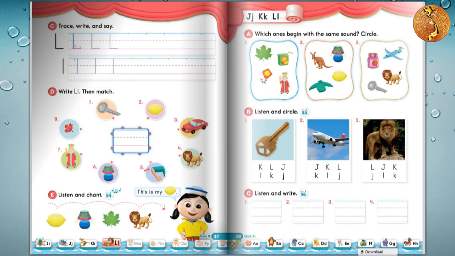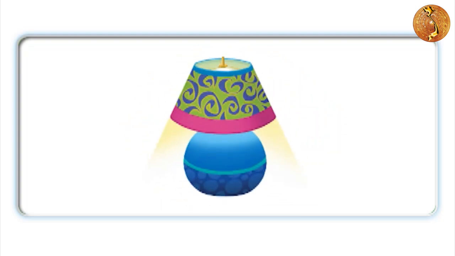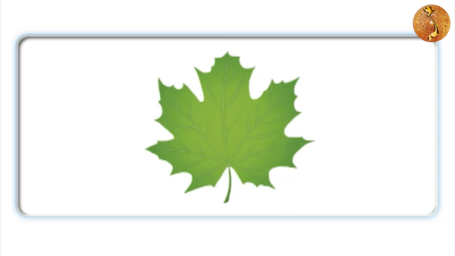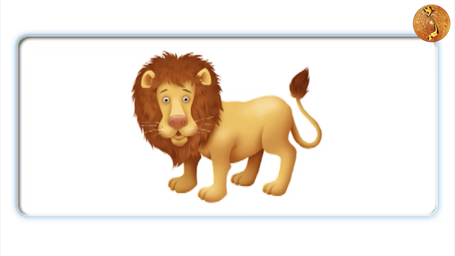Page 37. E. Listen and chant. Lemon. L, l, lemon. Lamp. L, l, lamp. Leaf. L, l, leaf. Lion. L, l, lion.